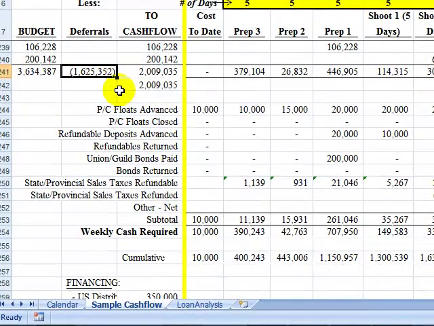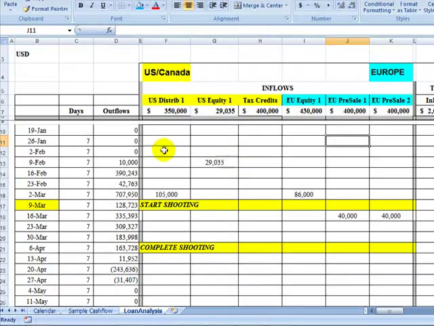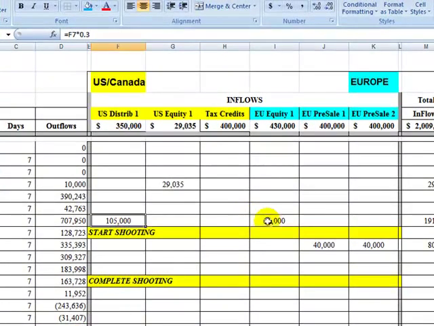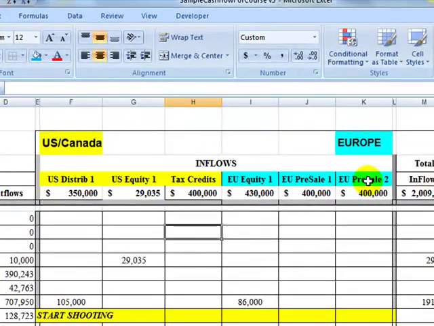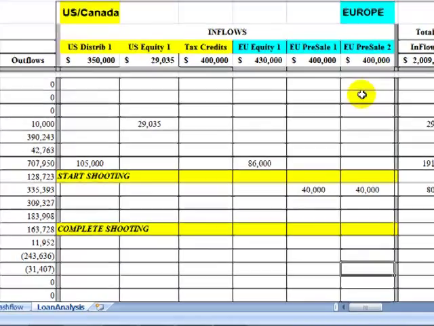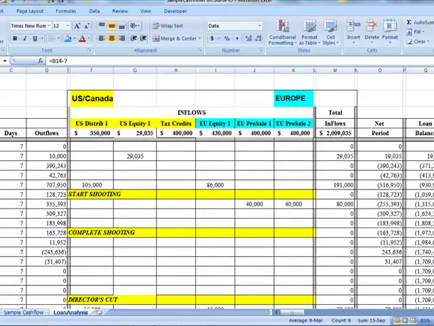Because in this particular one, there are deferrals that you don't have to cash flow, which is very common in indies. And then we get to the loan analysis schedule where we utilize that amount of cash flow out, this money right here. And then we start having a look at what kind of money we can get in from the types of financing we want to get. So we always know we've got the tax credits, at least we hope so. And we've got the distributor, we've got some equity, we've got foreign equity, we've got foreign pre-sales. All right, so now when is this money going to arrive? And that's why we've got the timeline on the side.